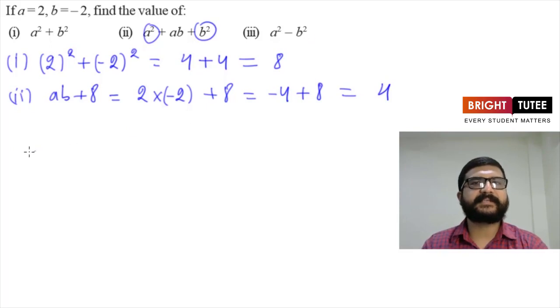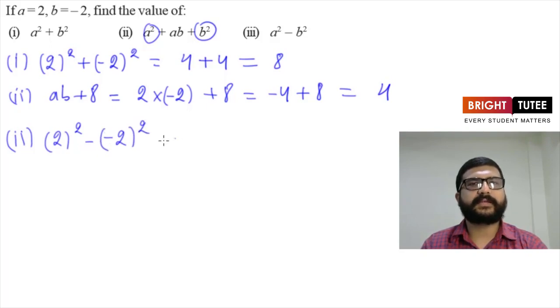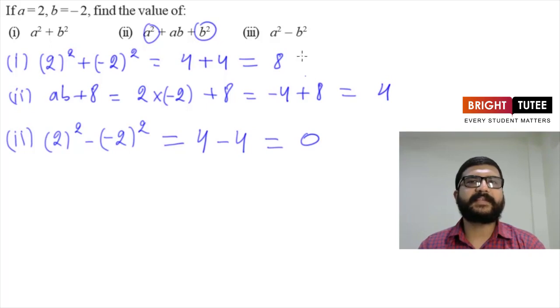Now let's see the next expression, it is a square minus b square. Let's put the values here. A square means 2 square minus b square and b square is minus of 2 square. Now this will be equal to 4 because 2 square is 4, then minus 2 square, this is also 4. Now 4 minus 4 is 0. So 0 is the value of this expression, the third one, a square minus b square, at a equal to 2 and b equal to minus 2.